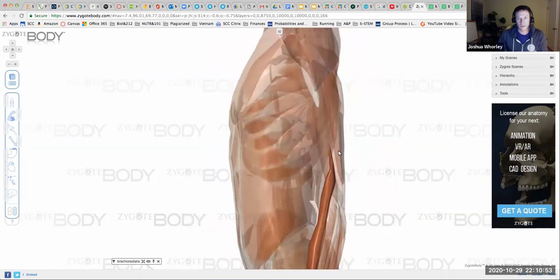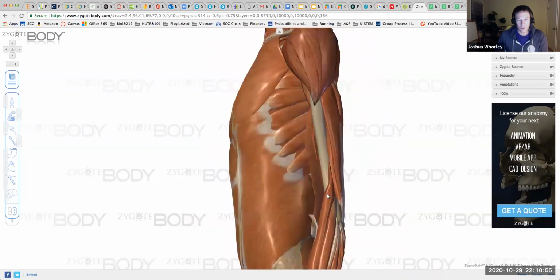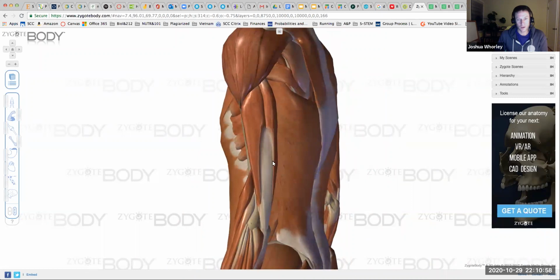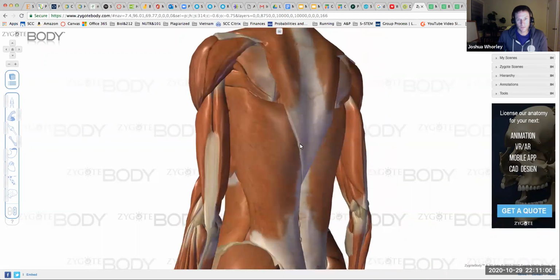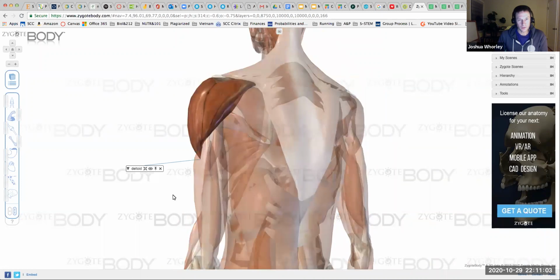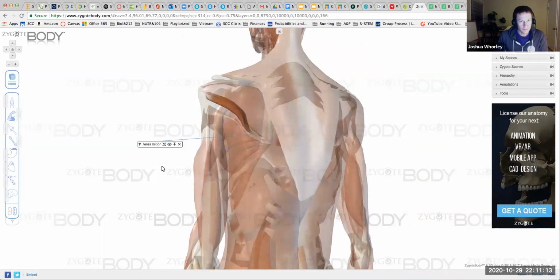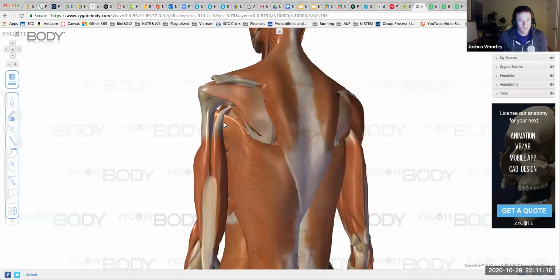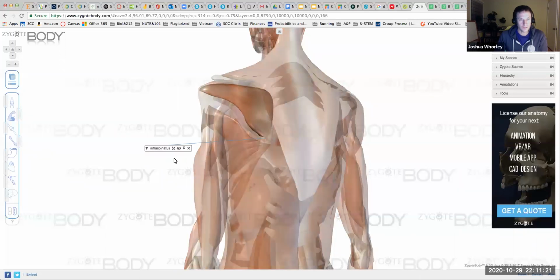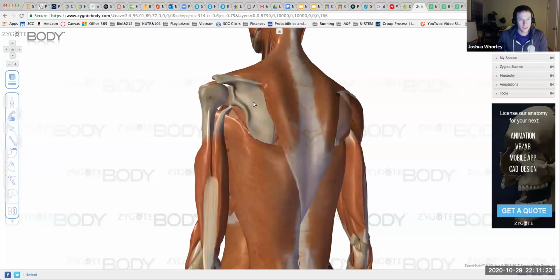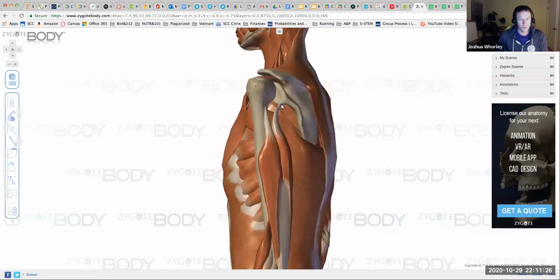Okay, then let's go to the back and we'll look at the one big extensor of the arm, the triceps, right? I'm going to pull off the deltoid so we can see this a little better, and maybe even our teres major and minor. There you can see that it has an insertion on, let me get rid of the infraspinatus. There we go. Right on the inferior border of the glenoid fossa.